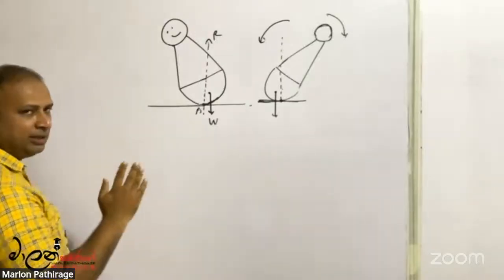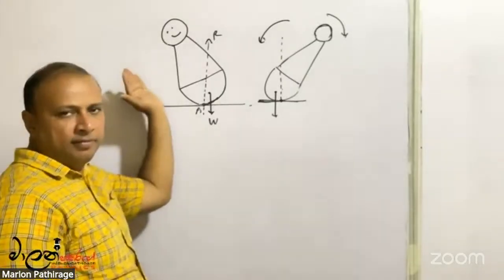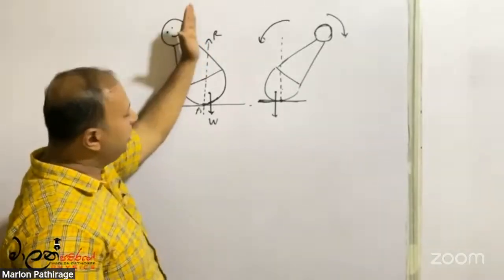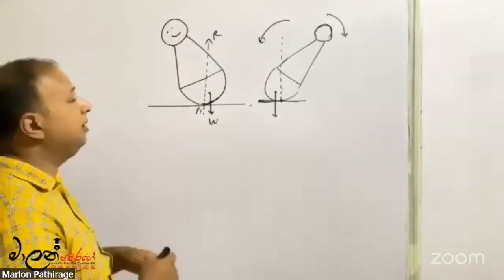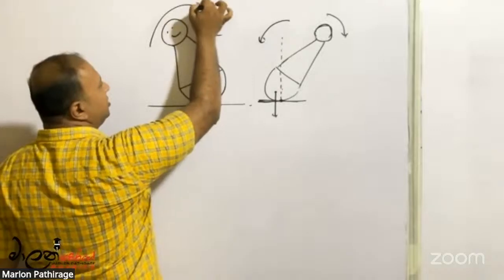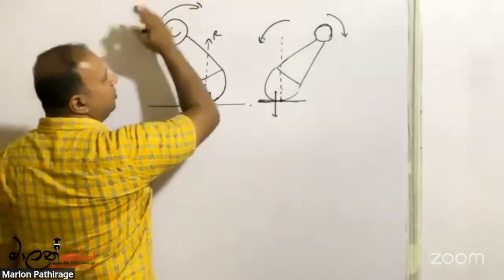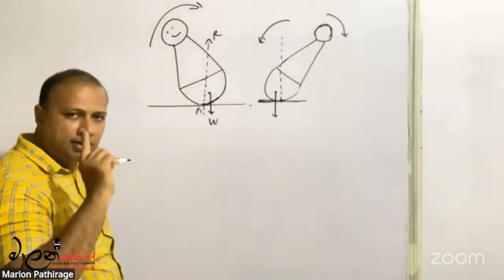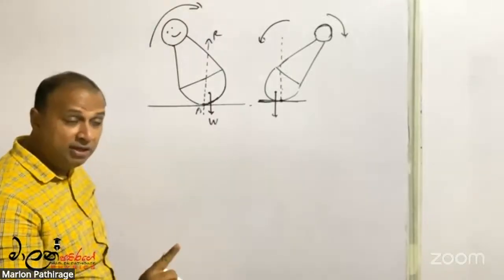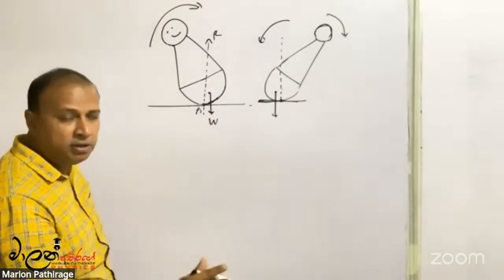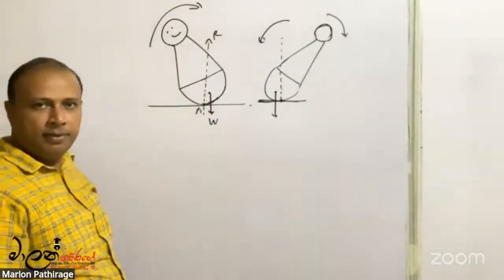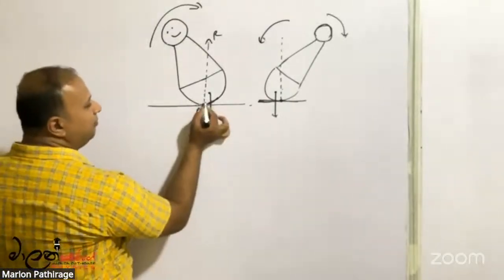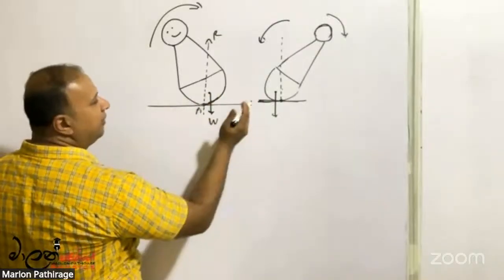Now think like this. If this object needs to come back to the original position, then definitely this object should rotate into this direction. To rotate into this direction, definitely this object should have a moment in this direction. To have that moment, definitely W should be a little bit to the right of the vertical.